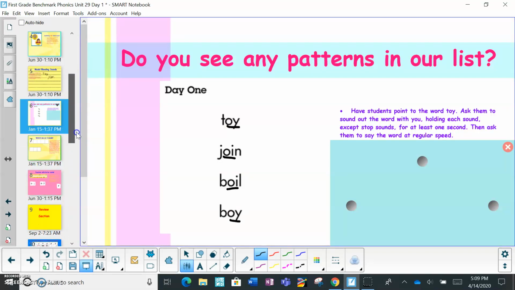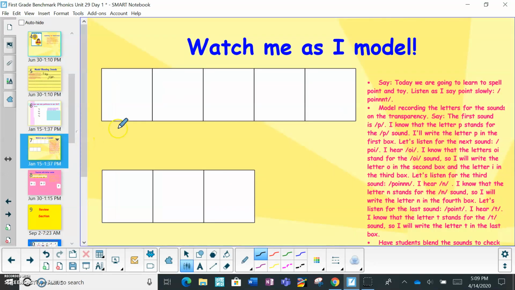All right, let's read some more. Toy, see how it's O-Y at the end? Coin, those are two words we just did, and it's O-I in the middle. Here's one we haven't done. Boil, like you have to boil water to make spaghetti or hot tea or coffee. And then here's another one, boy, and it's O-Y because it's at the end of a word.